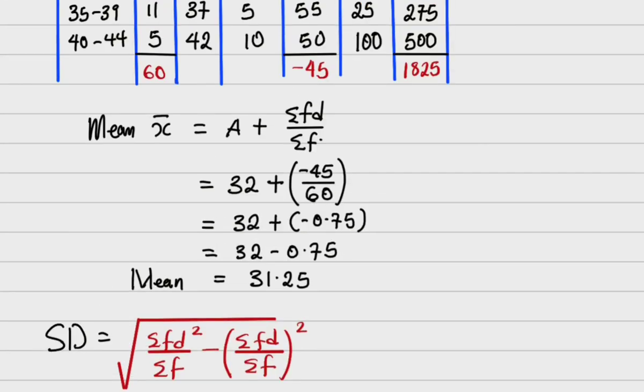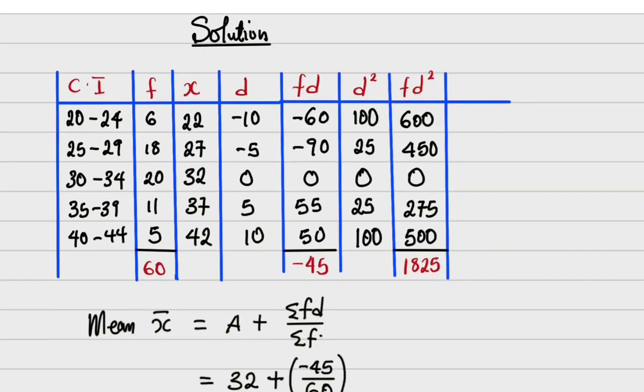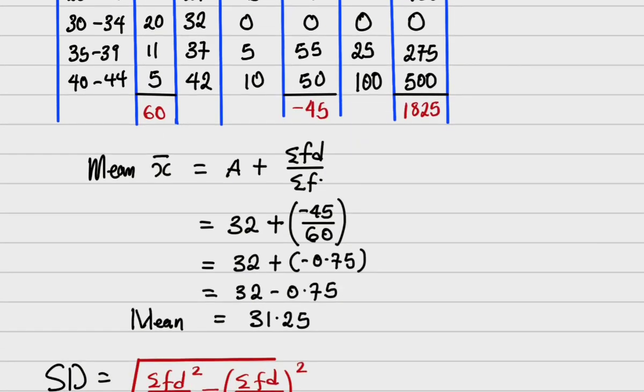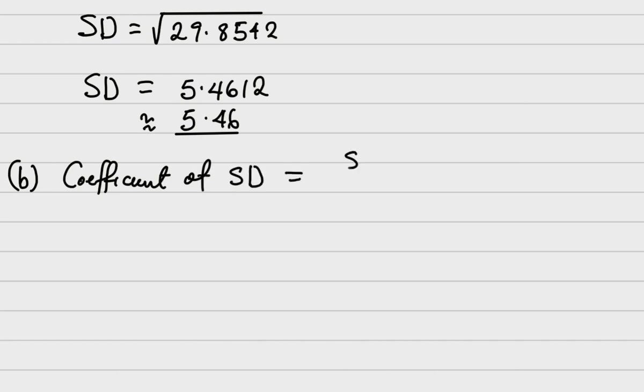Now, but quickly, you see, not just that, we are to calculate the coefficient of standard deviation and the coefficient of variance. But you see, these are very simple things to get. All right, so let's go to the B part of the question. Now, calculating coefficient of standard deviation. Now, we need to know the formula for coefficient of SD. And the formula is SD all over the mean, the calculated mean.